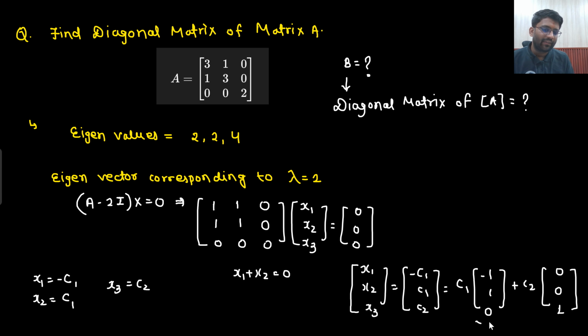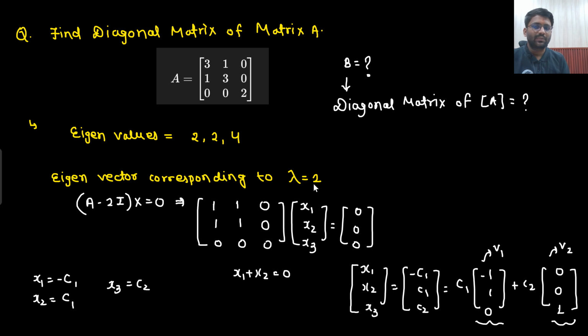So two independent eigenvectors I am having. Let's call this eigenvector v1 and this eigenvector v2. So v1 and v2, two independent eigenvectors: (minus 1, 1, 0) and (0, 0, 1). Understandable? So what was the scenario? Matrix A was given, you find the eigenvalue, then you find the eigenvector corresponding to lambda equals 2, and these are the eigenvectors you get. This much calculation you can do on your own.